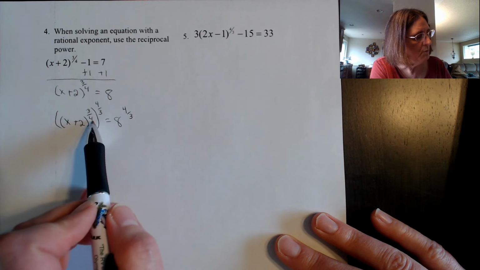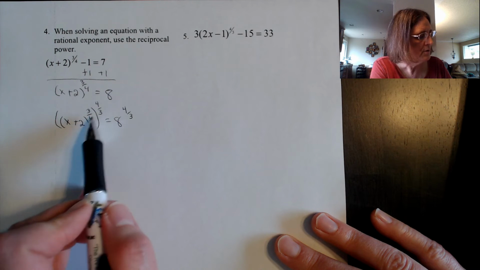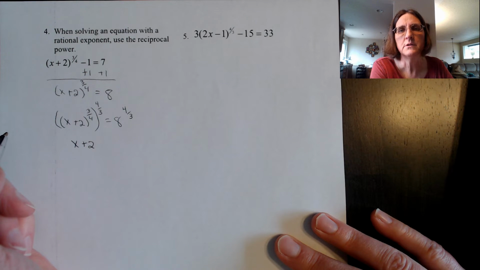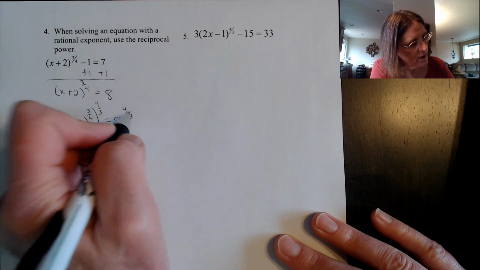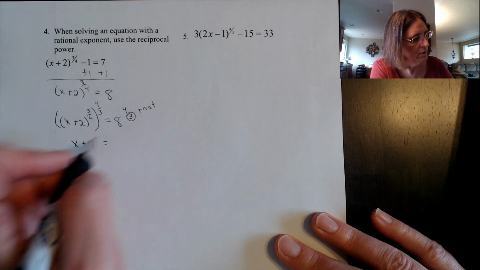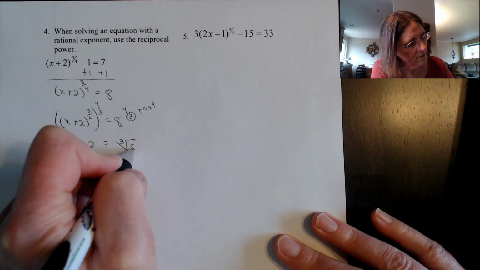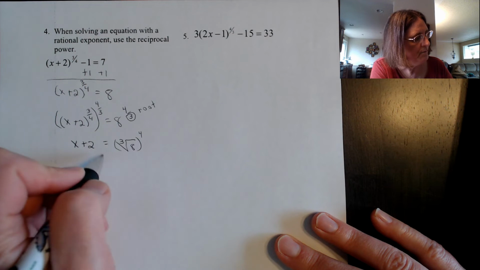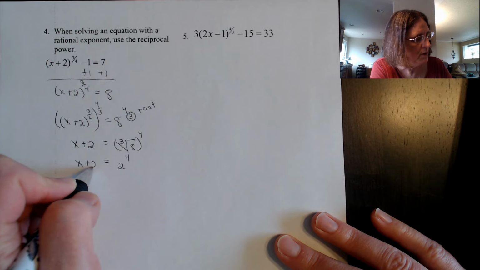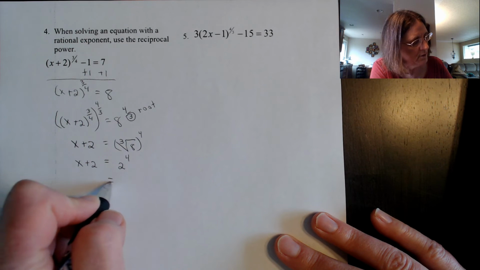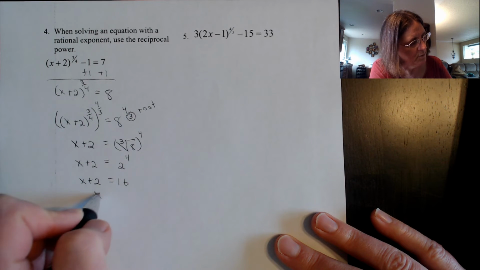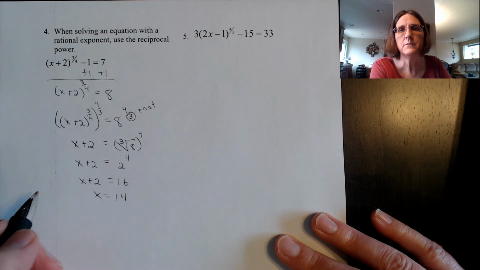On the left side again, when I multiply reciprocals, I get 1. So 3/4 times 4/3 is 1. So we have x plus 2 to the first power, which is just x plus 2. On the right side, the 3 represents the root. So I'm looking at a cube root. So I want the cube root of 8 raised to the 4th power. The cube root of 8 is 2. So I have 2 to the 4th power on the right side of the equation. 2 to the 4th is equal to 16. So I have x plus 2 equals 16. Subtracting 2 from both sides gives us x equal to 14.